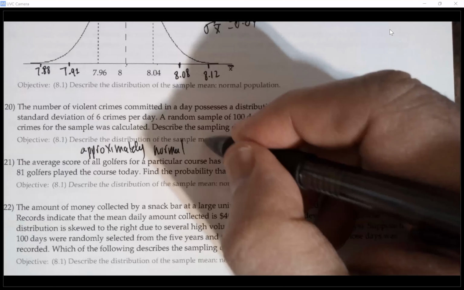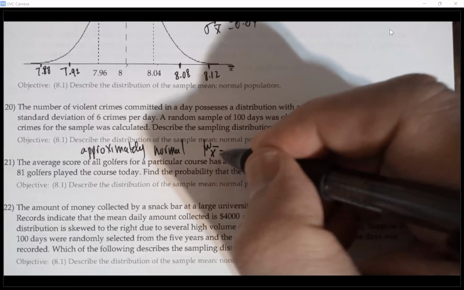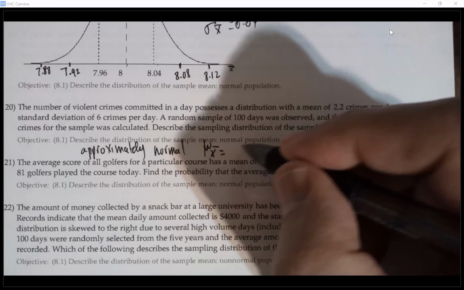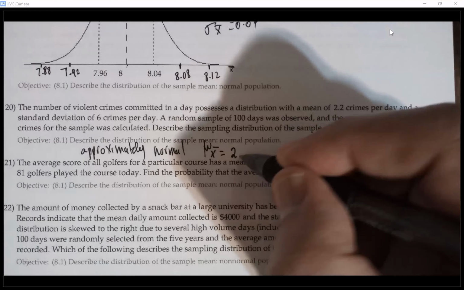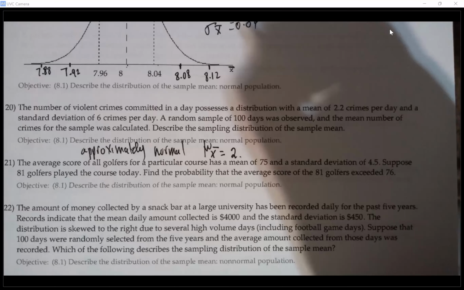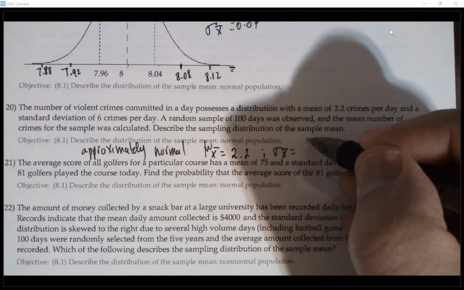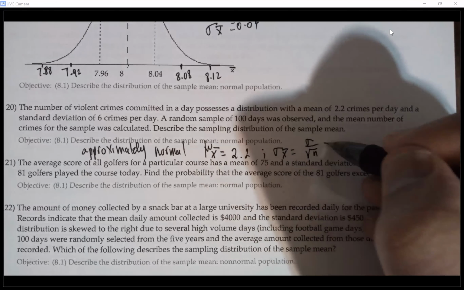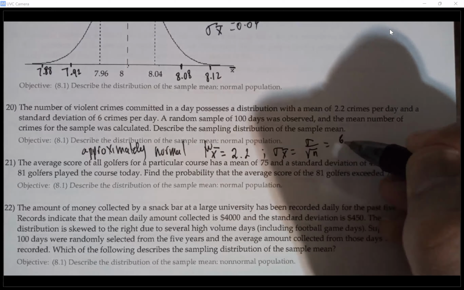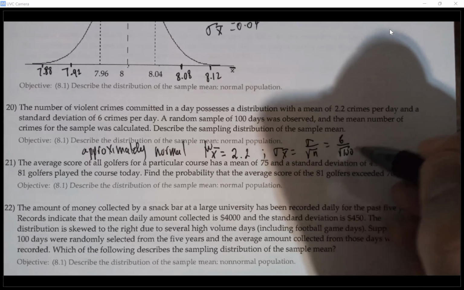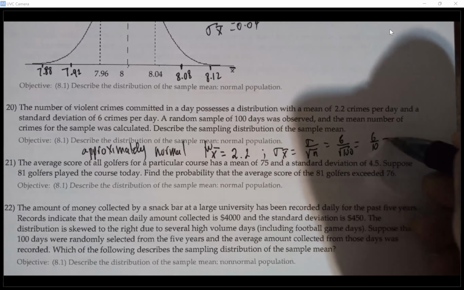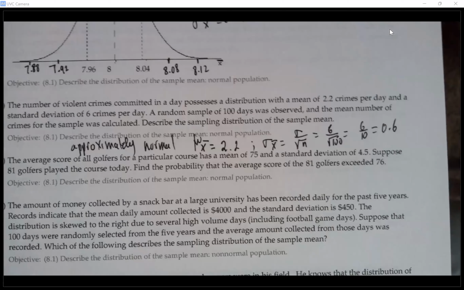with a mean which is the same as the mean of the original population, which is 2.2 crimes per day. The standard deviation, guys, is going to be a lot less. It's sigma over square root of n. So it will be 6 divided by square root of 100, which is 6 divided by 10, which is 0.6 crimes per day.